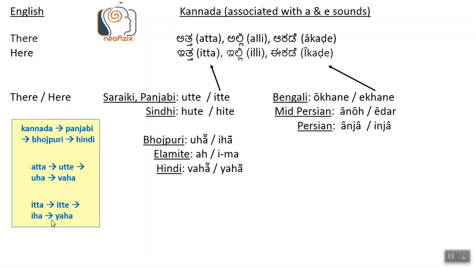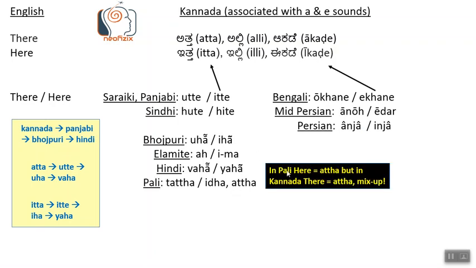Like we saw for the words this and that, the Bengali words are pretty close to the Kannada Dravidian words. The a has become o here, so atta, akade has become okhane, and ikade has become ikhane. So it's pretty close, and Mid-Persian and Persian are still pretty close, like we saw in the this and that words. They have these a and e sounds. In Pali, there is a mix-up. In Pali, the word for here is atta. Here means atta in Pali, but in Kannada, there means atta. So there is a sound mix-up.